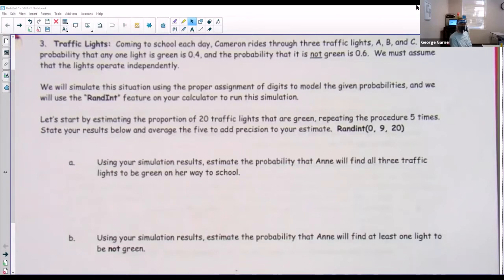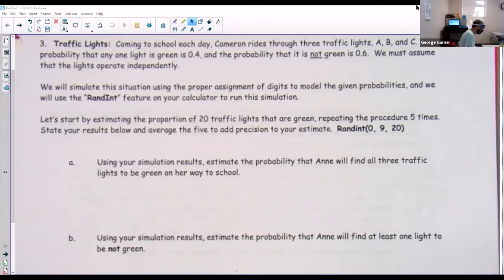So we must assume that lights operate independently. So if he hits 2 green lights, that's no promise that the third one will be green or red. Who knows? It's going to be what it's going to be, irrespective of what he ran into before.